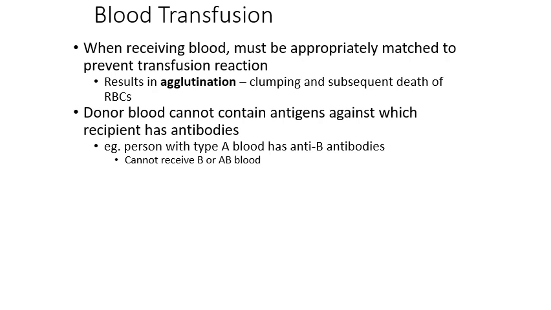So what does happen when the donor bloods don't match? You give an O blood recipient, you transfuse them with AB blood, right? Those antibodies are going to attack the AB blood. So you get what's called agglutination. You get this clumping, okay? And basically death of those red blood cells, okay? Donor blood can't contain antigens.